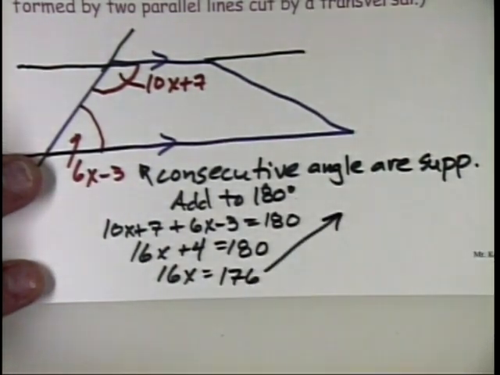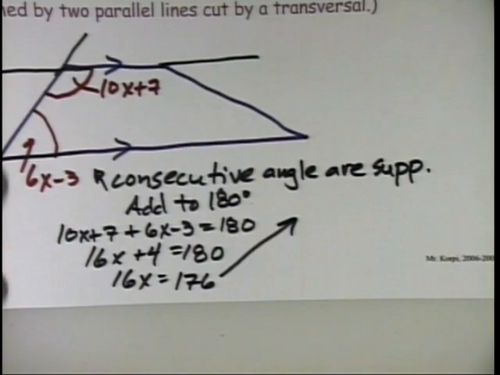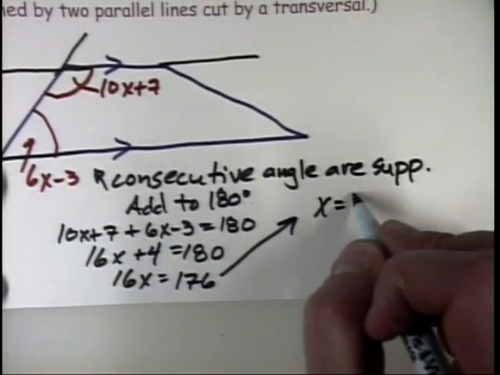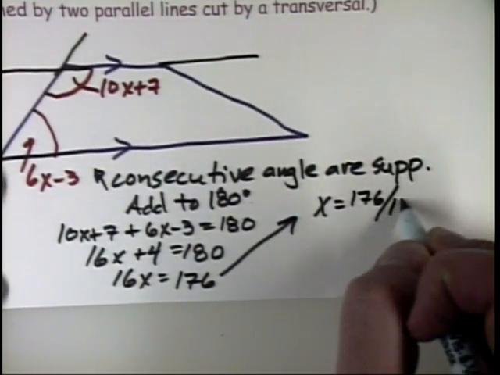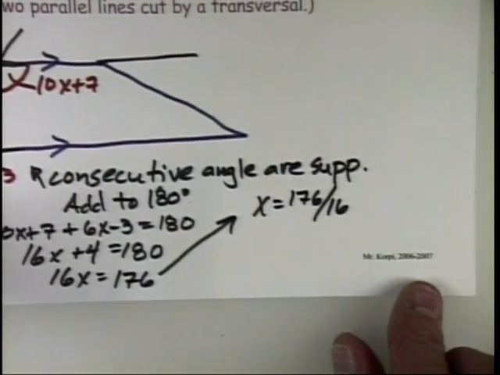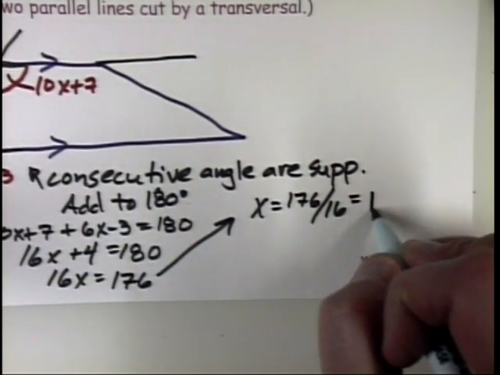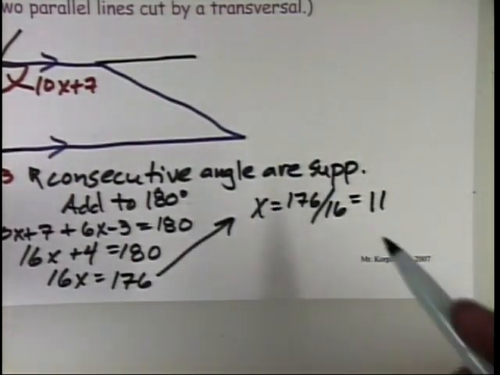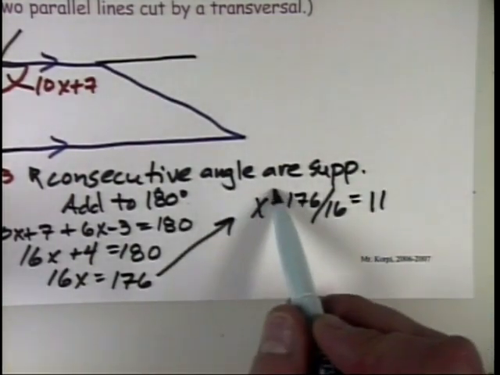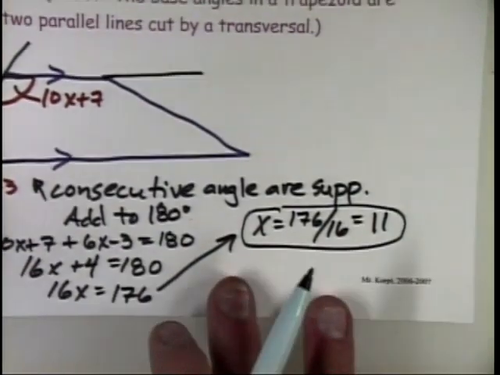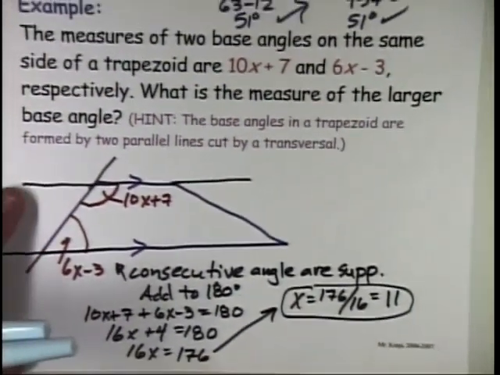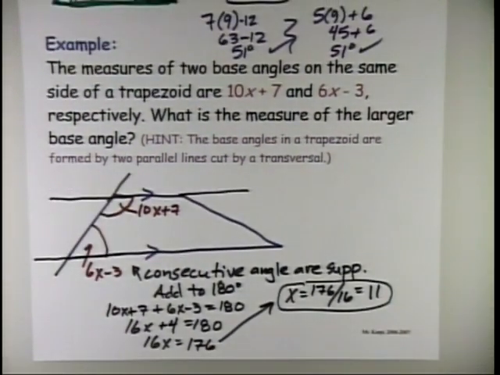And I'm running out of room. So now I'll divide both sides by 16, and I get x equals 176 divided by 16. Well, if you can't figure out what that is, you can grab a calculator, punch it in very carefully, and you'll see that it's 11. Okay, now, did I answer the question? I found what x is. No, I didn't answer the question because in this case, it was asking for the measure of the larger base angle. So which expression is going to give the larger answer?